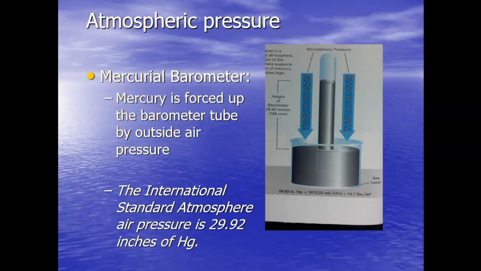Atmospheric pressure is measured in inches of mercury with a mercurial barometer, in which mercury is forced up a barometer tube by the pressure of outside air. The International Standard Atmospheric Pressure in inches of mercury is 29.92.